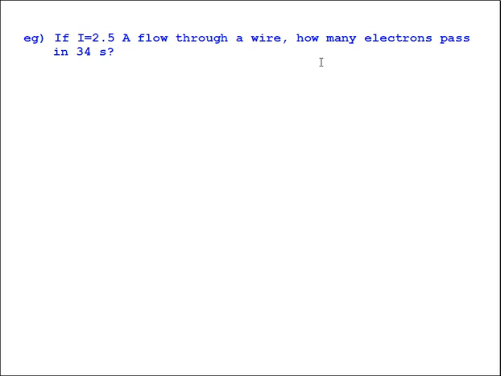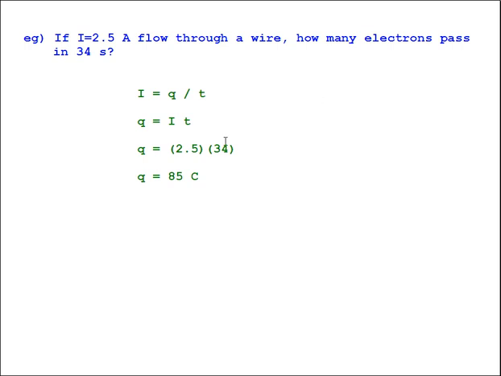All right, let's just do a quick little example here. If 2.5 amps are flowing through a wire, how many electrons pass in 34 seconds? Well, I know that I is just equal to Q over T, and I can rearrange that and say, okay, Q is equal to IT.